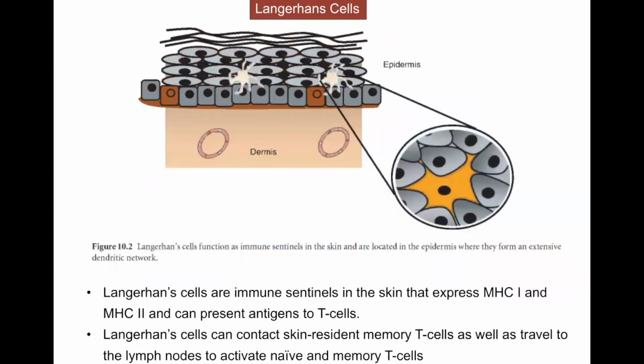What we see here is our skin, and our skin, of course, as I've talked about, contains tissue-resident immune cells. We're looking at one of these to start with, called a Langerhans cell, which is really an immune sentinel cell in the skin that expresses both MHC1 and MHC2, and it can present antigens to T cells. In other words, it's a type of dendritic cell. They can contact skin-resident memory T cells as well as travel to the lymph nodes to activate naive and memory T cells. So this is our skin-resident antigen-presenting cell.